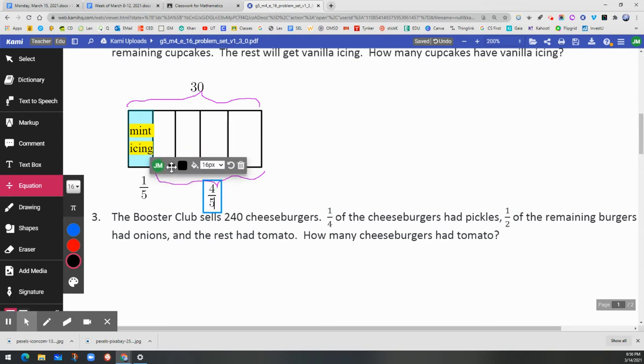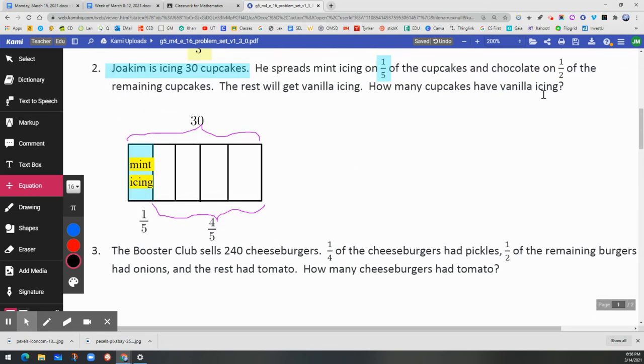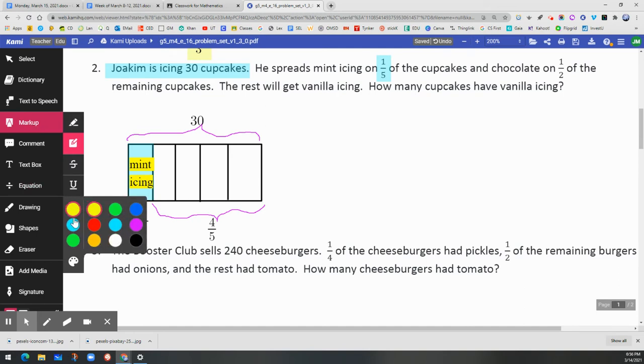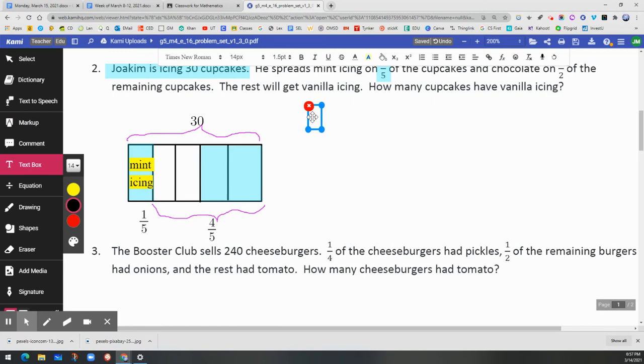And when you identify that this is the remaining part, then you're going to use the information that is given to you. So look, it says, and chocolate on 1/2 of the remaining cupcakes. So that means half of this. Let me do the other one. I think I like that one better. Half of this now, of the remaining ones, are going to be chocolate, okay? And let me label that again, chocolate. This is how it's easier to understand when you label things.